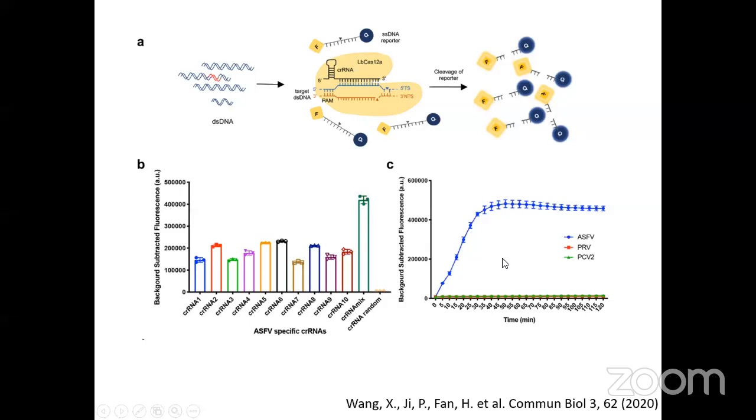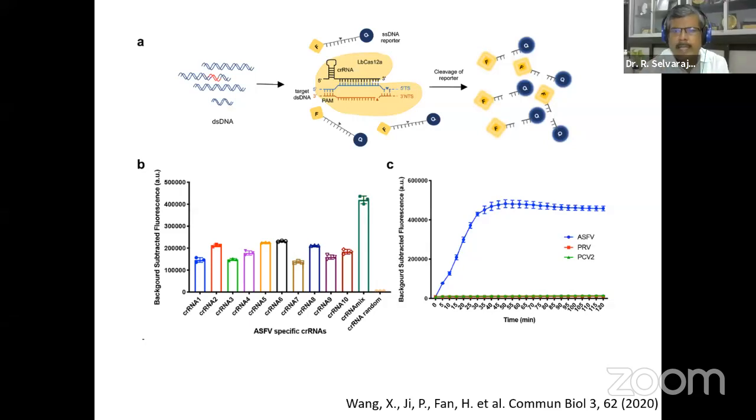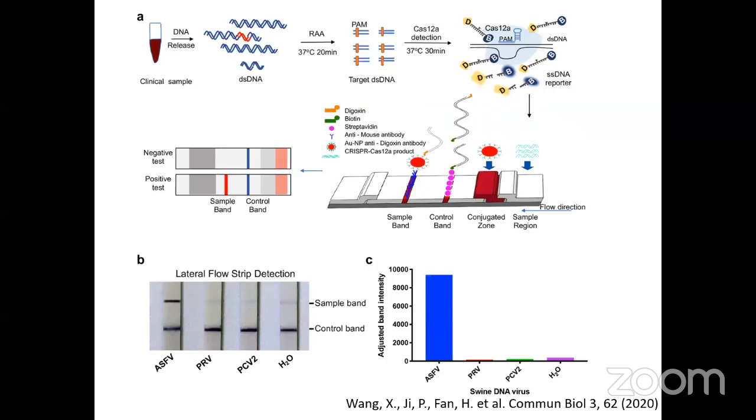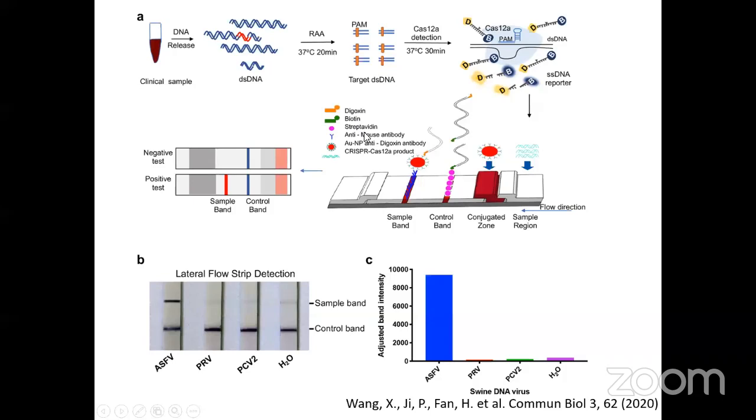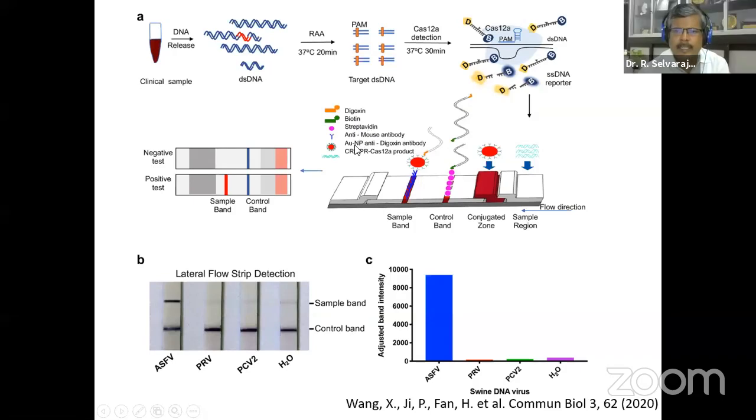So I want to share how CRISPR-Cas is being used for diagnostics, and they converted this into a lateral flow. So whenever we put in the sample, you put this product into the sample pad. Here you had to have digoxigenin, biotin, streptavidin, anti-mouse antibody, then again gold nanoparticle, and the CRISPR-Cas12a product. If you put it, you will get this. So this African swine fever virus they adopted, but for plant virus yet to come.